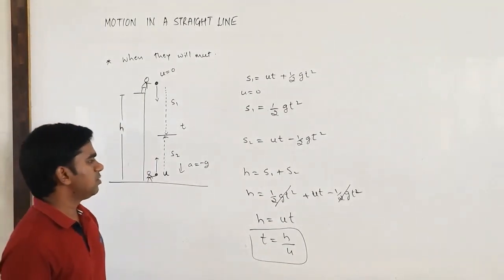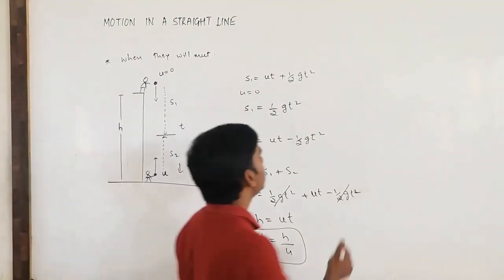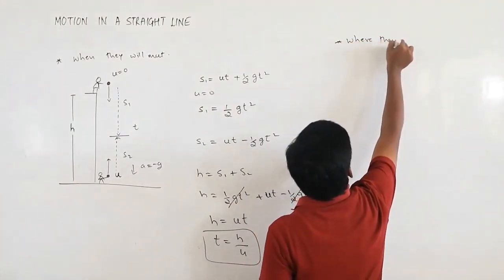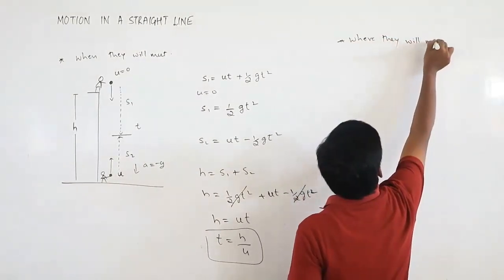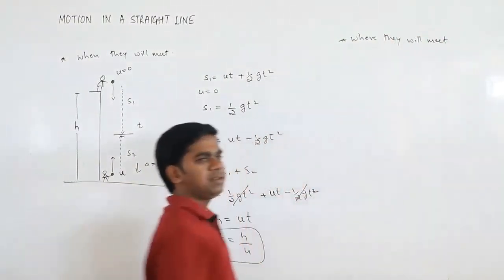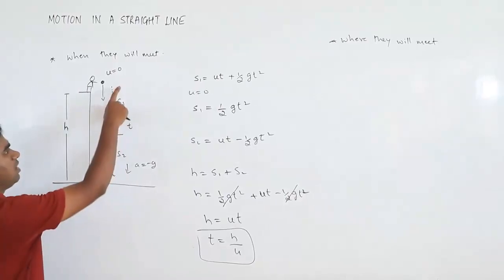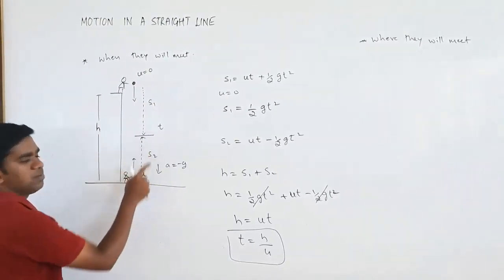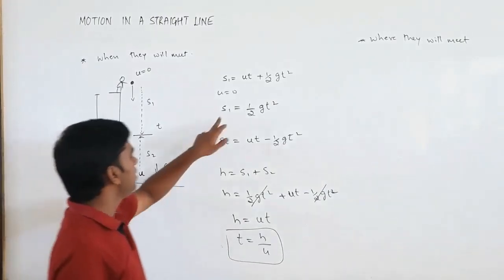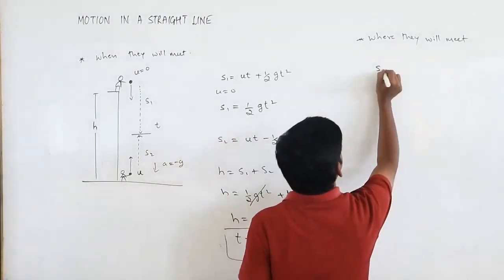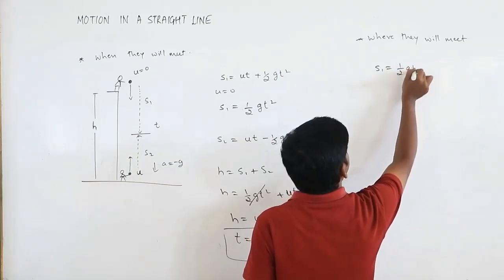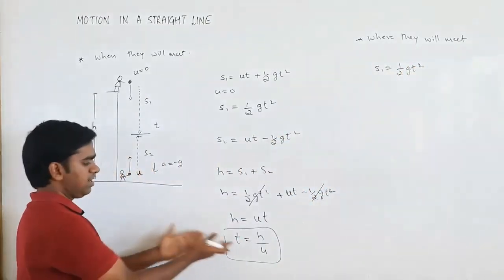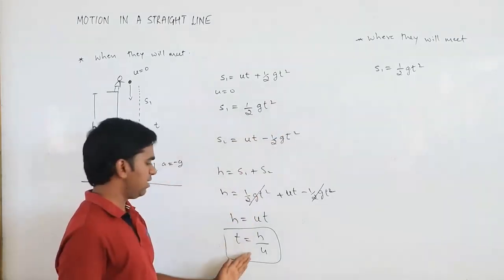They may also ask where they will meet. They will meet at either S1 from the top or S2 from the base. S1 is half gt square. If you don't know t, you can calculate t and substitute it there.